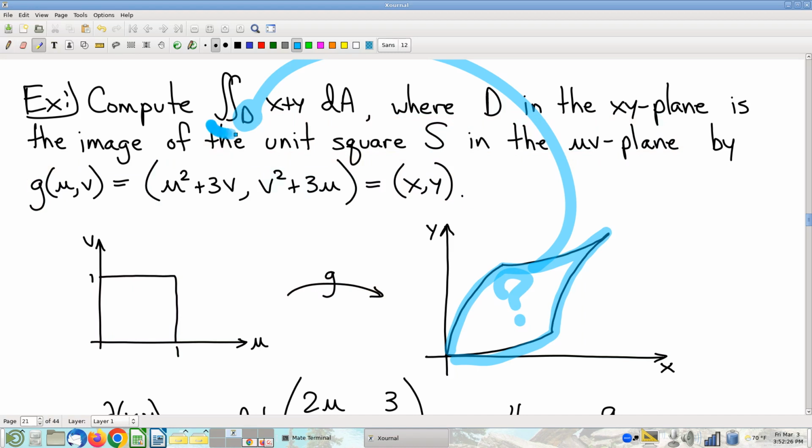How am I going to compute the integral of x plus y over that ugly domain? How are we doing? Is everybody on board? All right. So now I want to recognize what a very difficult question this would be without change of variables.